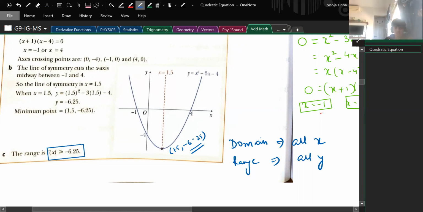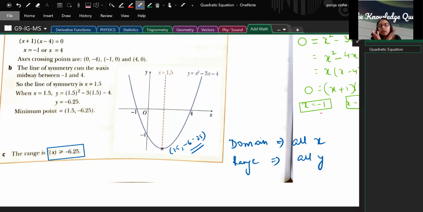That becomes it. Range is all y values above 6.25, क्योंकि हमारा ग्राफ ऊपर की तरफ जा रहा है ना, नीचे नहीं आ रहा ना. 6.25 से ज्यादा ही वैल्यू है ना, जितने भी y वैल्यूज है ना. So your y is everything above -6.25, including -6.25. Yes. ठीक है, समझ में आया ये सब कुछ?